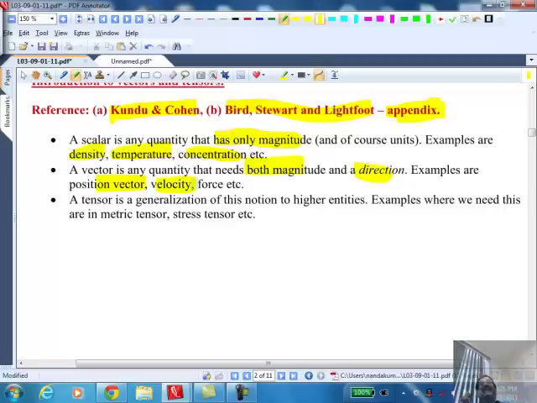A tensor is a generalization of this notion to higher dimensional systems, higher quantities. An example is a metric tensor. We will derive what it is later on, and the stress tensor, which we have talked about, and we'll talk about a little bit more again. So you can think of this sequence of generalization of ideas: a scalar, just a magnitude and a unit; a vector has a magnitude and a direction associated with it; and a tensor has a magnitude, a direction, and another direction. There are two directions associated with it. That's a second order tensor.